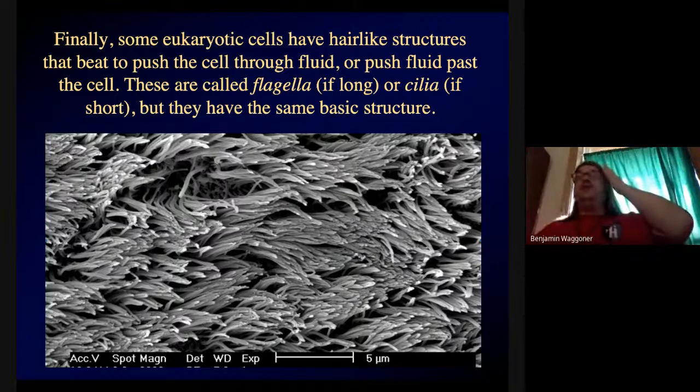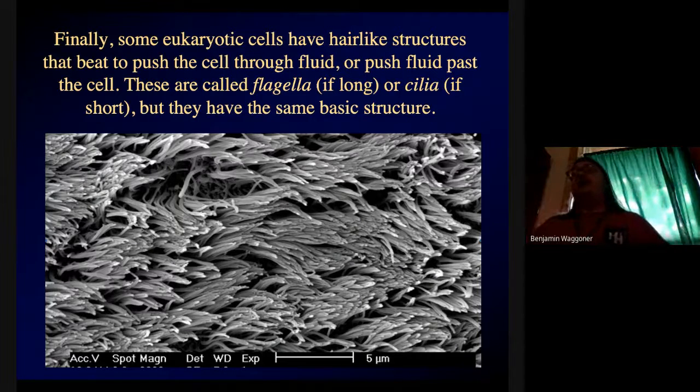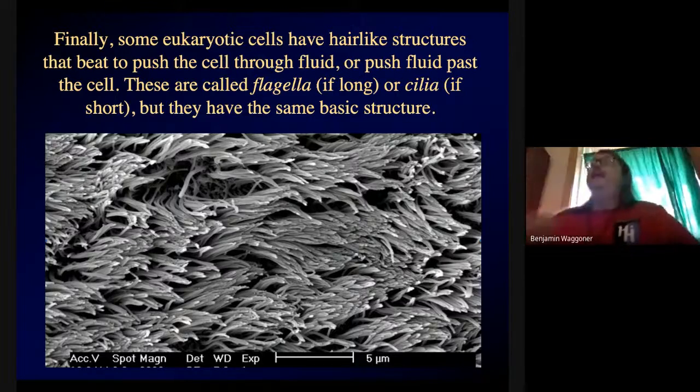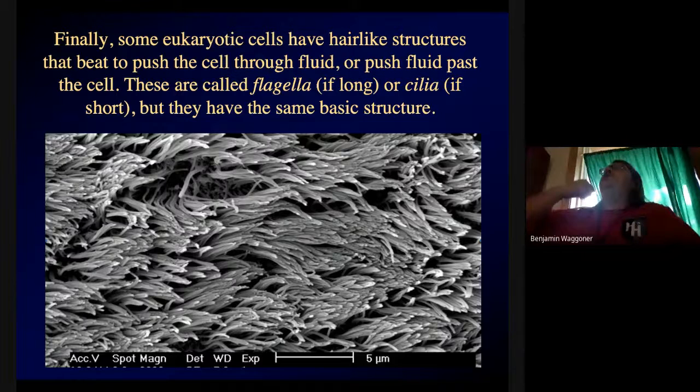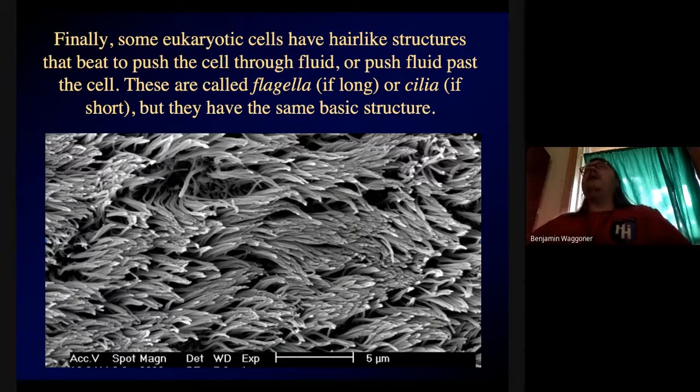Mucus is produced in your lungs. It traps the dust particles that you breathe in, and these hair-like structures, as they lash back and forth, push the mucus past them up out of the lungs, up to where you can cough it up and then spit it out or swallow it. Those hair-like structures, if they're long, we call them flagella. If they're short, we call them cilia.